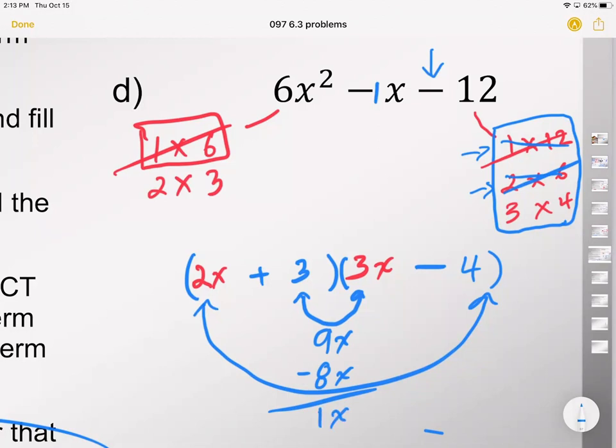Whoa, wait a minute here, ladies and gentlemen, right? After all of that, we still run into trouble, right? Are we looking for a positive 1 or are we looking for a negative 1? We are looking for a negative 1. We got the number, but we don't have the sign.